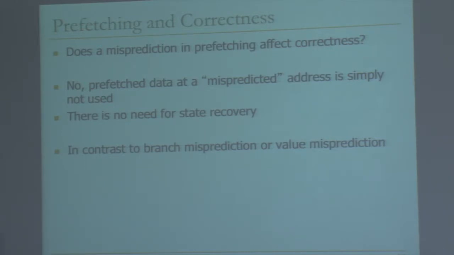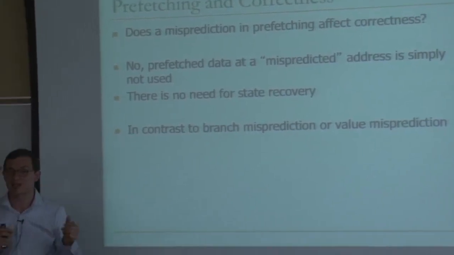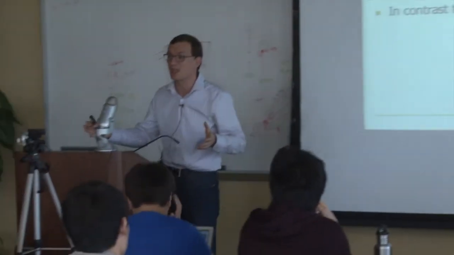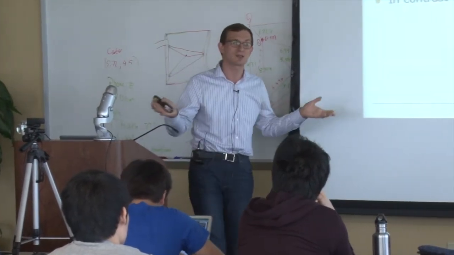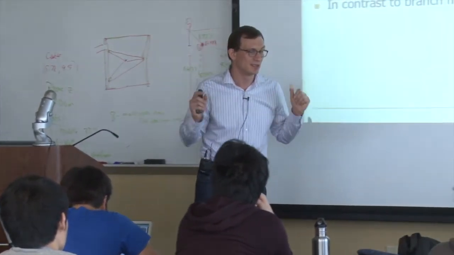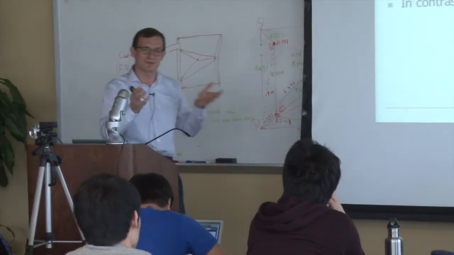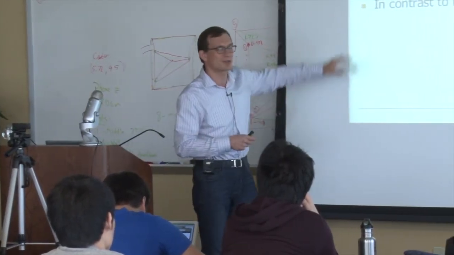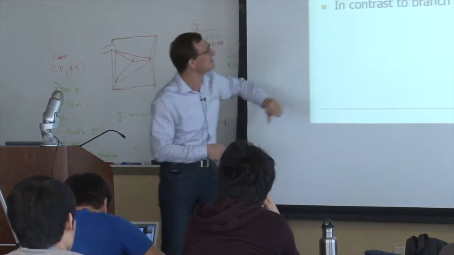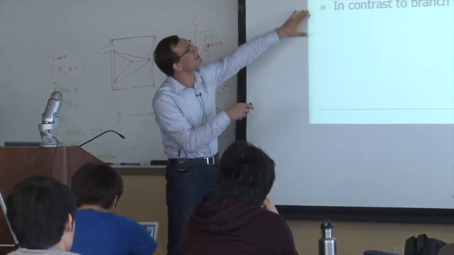You can bring it in. Or you could generate an address that causes a TLB miss. You may decide not to handle it, right? Many processors actually do not handle it. You can generate an address that causes a page fault. Again, many processors do not handle that page fault because it's all speculative. You could choose to speculatively handle the page fault, but that leads to other system design issues that need to be handled, right? So there's no need for state recovery in prefetching.